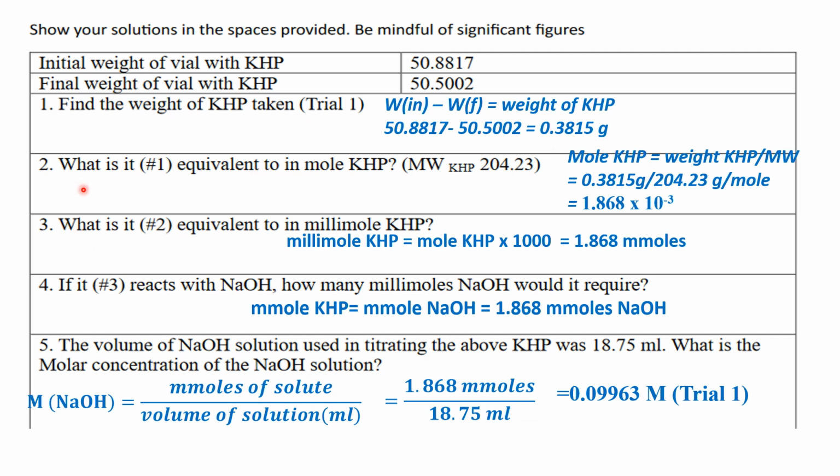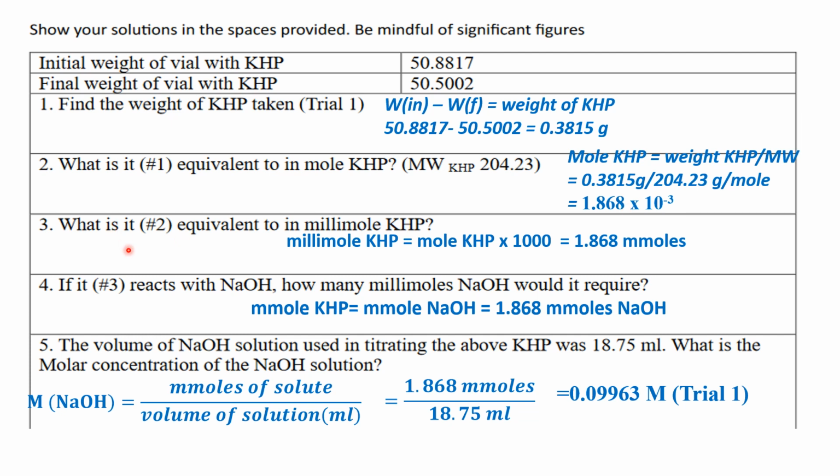Next question. What is it? Meaning in number 1, equivalent to in mole of KHP. You are given molecular weight. So what do you do with this weight or mass? You simply divide it by the molecular weight, which is grams per mole. The grams units will cancel out. What will be left behind will be mole in the numerator. Okay? So this is mole of KHP. From grams of KHP, we convert it to mole of KHP.